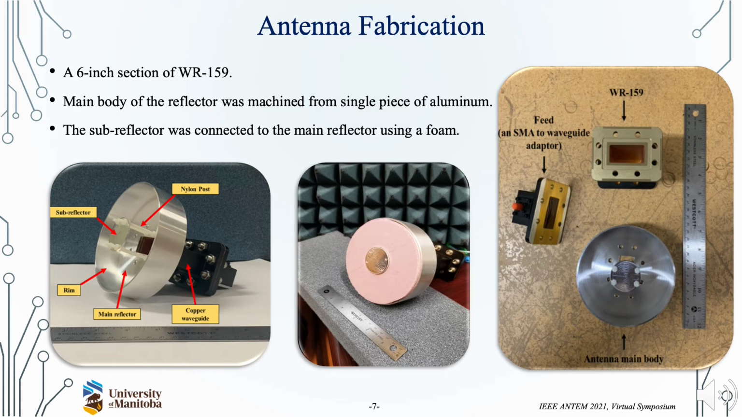Two antenna prototypes are shown in the middle and left-hand side figures. As you can see in the middle design, we have used a foam material to position the subreflector at the specific height, and in the left figure design, nylon posts have been used. I need to mention that the proposed results in this paper are related to the middle configuration, which has a foam material.